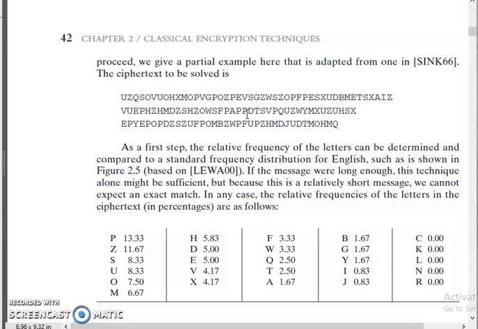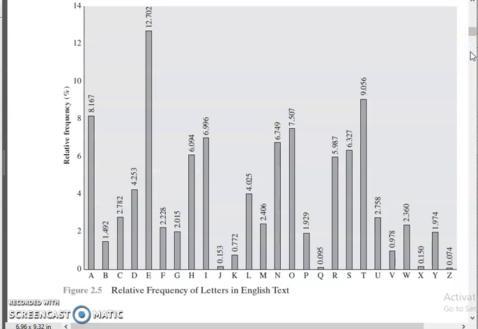According to this example, P has the highest frequency and then Z. So the cryptanalyst uses this technique. By using the frequency level of natural English, the cryptanalyst easily retrieves the plain text from this ciphertext. They recover the plain text by using this frequency analysis of the natural English language.